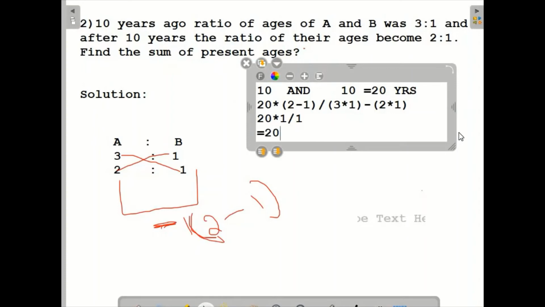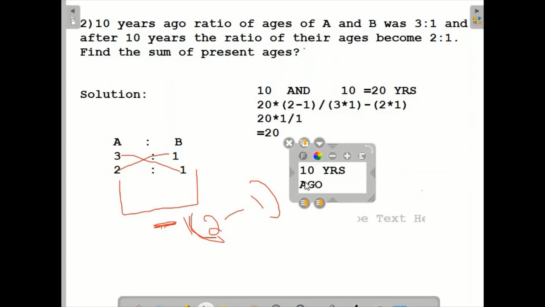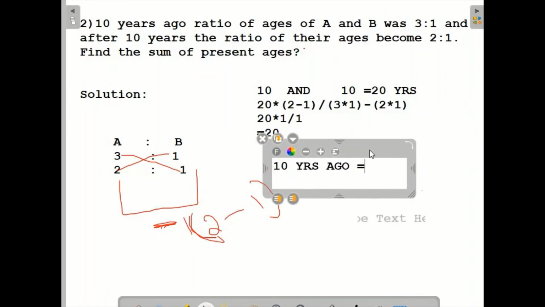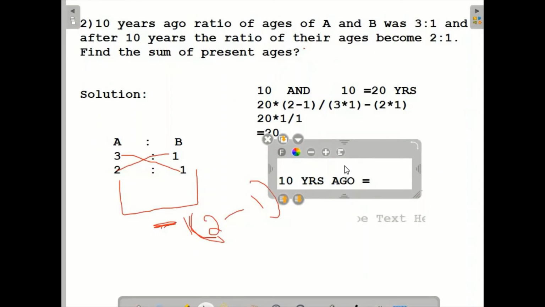Okay, so before 10 years they have given it is 10 years ago. We wanted to calculate the sum of present age. So we have to find the present age before 10 years they have given you. So we have to calculate for before 10 years first. To calculate the present year, we have to calculate the age for before 10 years and after 10 years. So for before 10 years, we have to calculate for A and B.